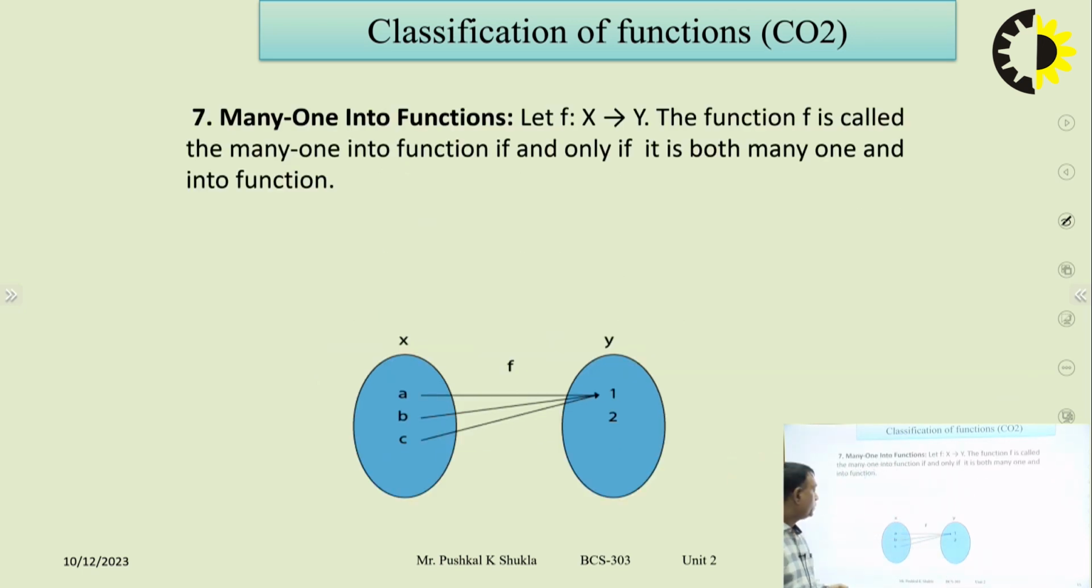Many-one into function. This is the example of a many-one into function. It means that more than two elements of set X have the same image in set Y, and there is at least one element, that is 2, having no pre-image in the elements of set X. So this is the example of a many-one into function.